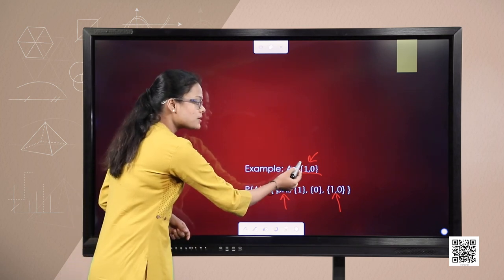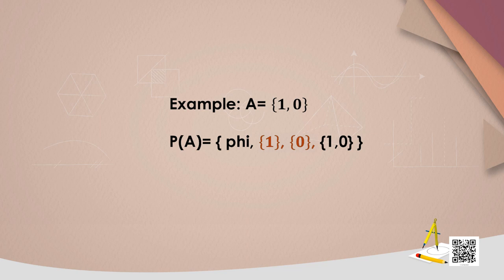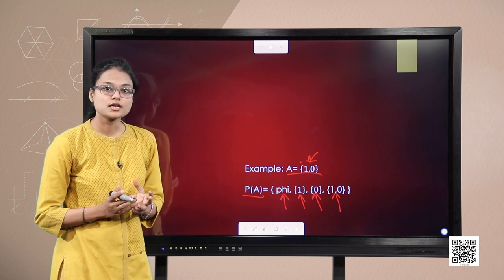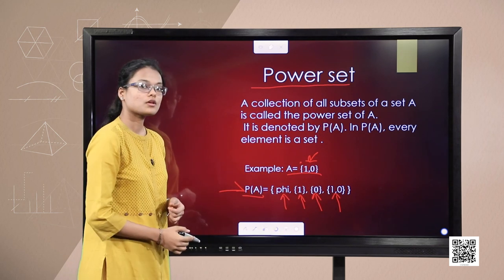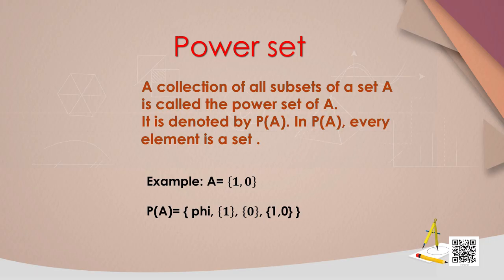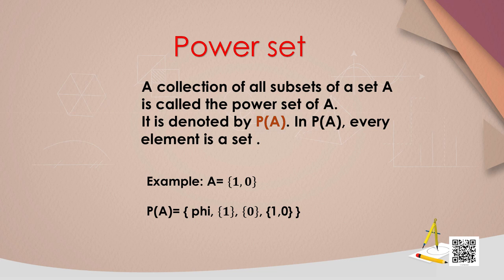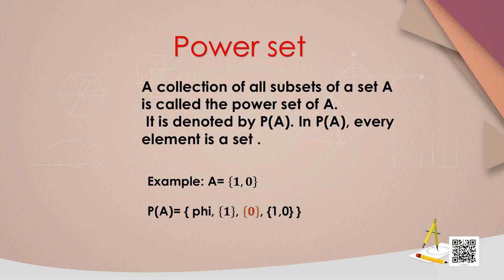Now, each and every element will form a subset of the set A. So the other subsets are the singleton set 1 and the singleton set 0. On forming a collection of all these sets, we find a new set, and this set is said to be the power set. What is the definition? Let us see what it states. It states a collection of all subsets of a set A is called the power set of A. You may denote a power set by PA. You also observe that in PA, every element is a set. Yes, why? You may see that this element is also in the form of a set. This element, which is a singleton set, is also in the form of a set.